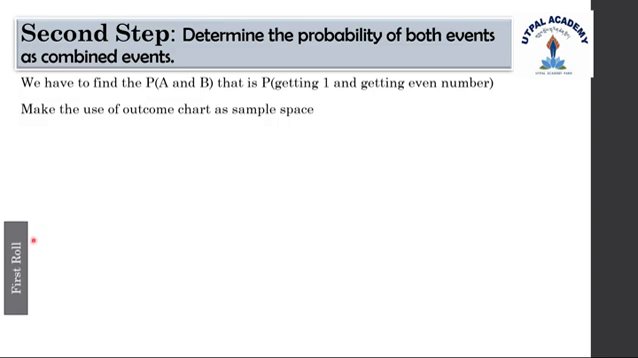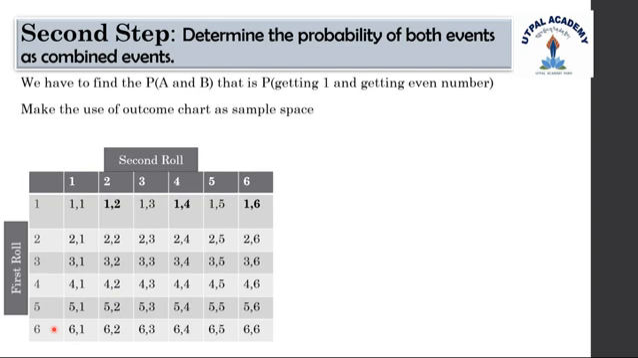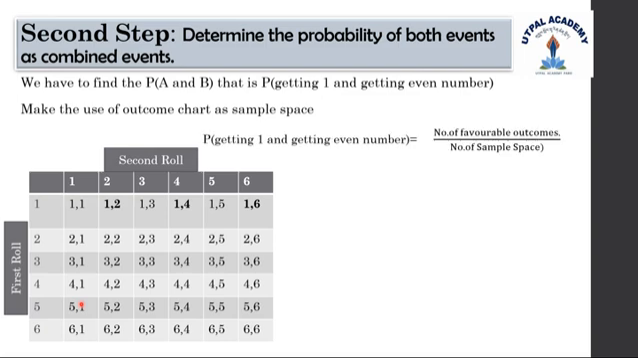We have the first roll and the second roll, so the sample space would be, now this is the sample space. All right, 1 1, 1 2. If you count the number of sample space, n of S, the total number would appear as 36 here. All right, now therefore the probability of A and B, the probability of getting 1 and getting an even number. Now let us check it out.